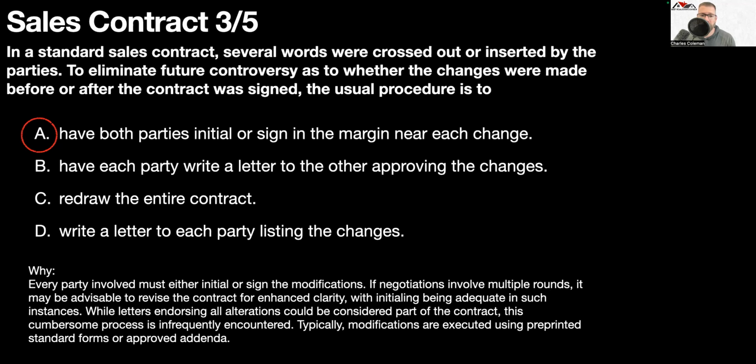If negotiations involve multiple rounds, it may be advisable to revise the contract for enhanced clarity, with initialing being adequate in such instances. While letters endorsing the alterations could be considered part of the contract, this cumbersome process is frequently encountered. Typically, modifications are executed using pre-printed standard forms or approved addenda.